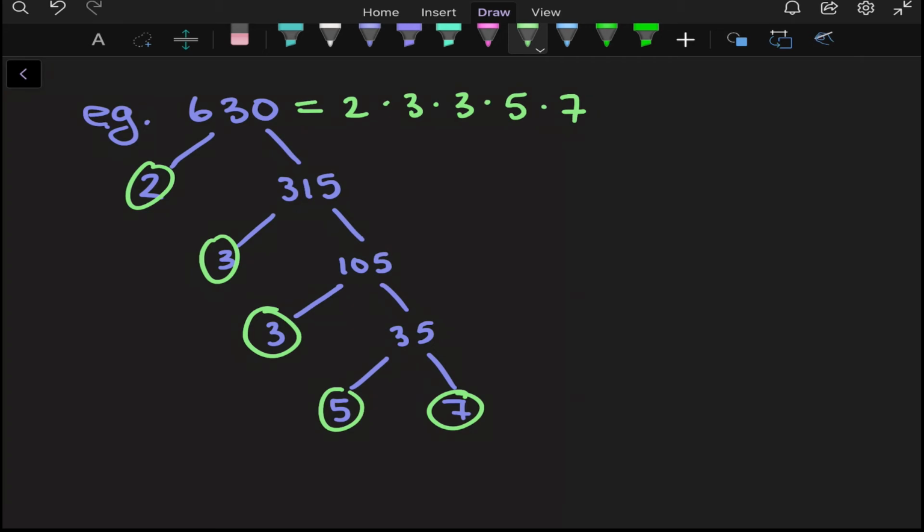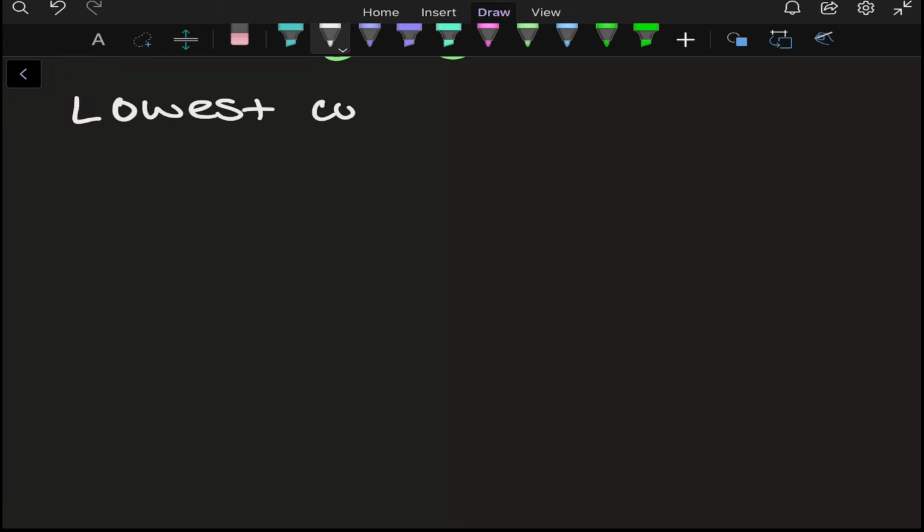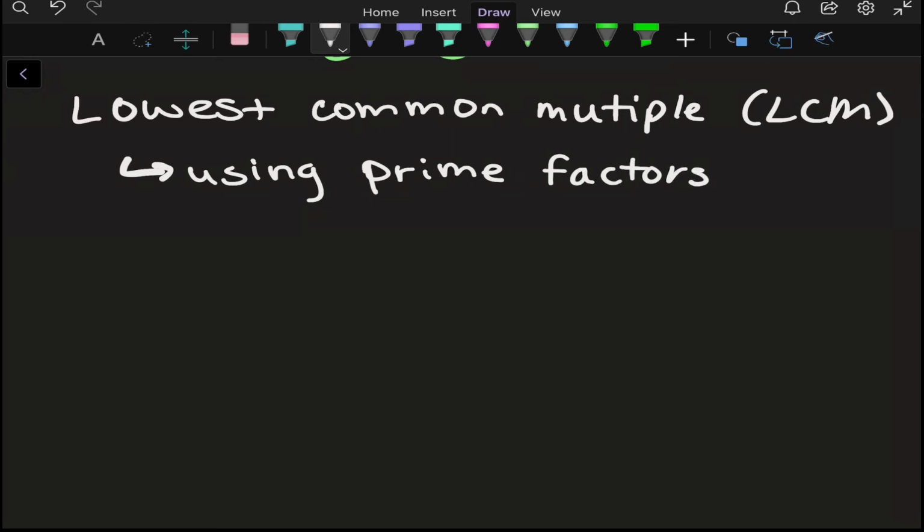Now that we know about prime numbers and prime factors, we can move on to an easier way to find the lowest common multiple and the highest common factor. So, if we start with the lowest common multiple, the way that we're going to do this is by using the prime factors method. So we're going to use what we just talked about above to help us find the lowest common multiple.